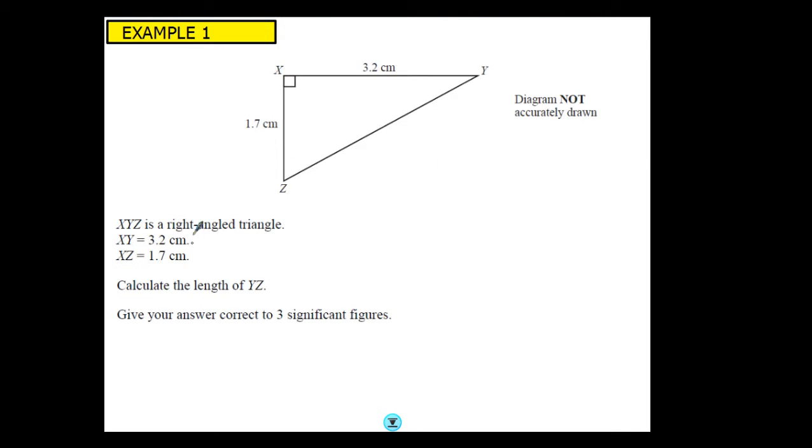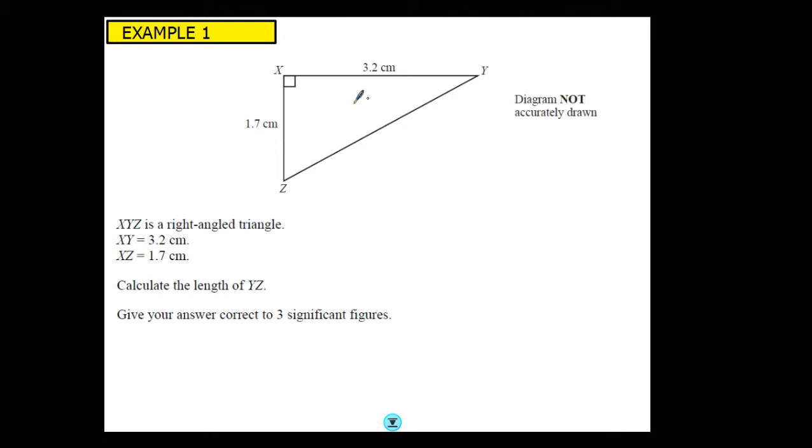So again, this one says that XYZ is a right angle triangle. XY is 3.2, XZ equals 1.7. Calculate the length of YZ. Give your answer correct to three significant figures. Now, notice here it says that the diagram is not drawn accurately. When the question says that, that simply means that you can't just measure it.